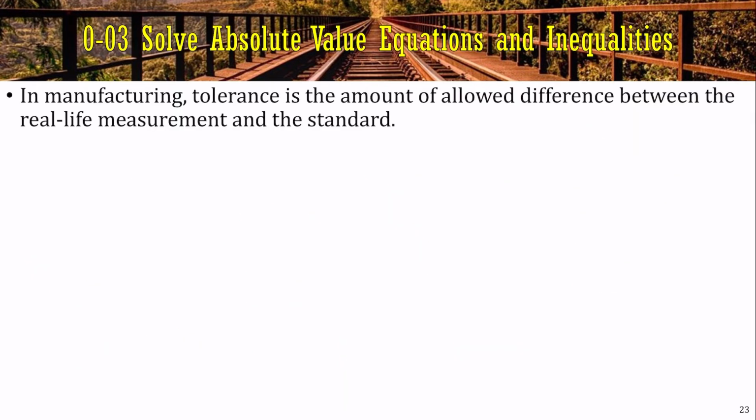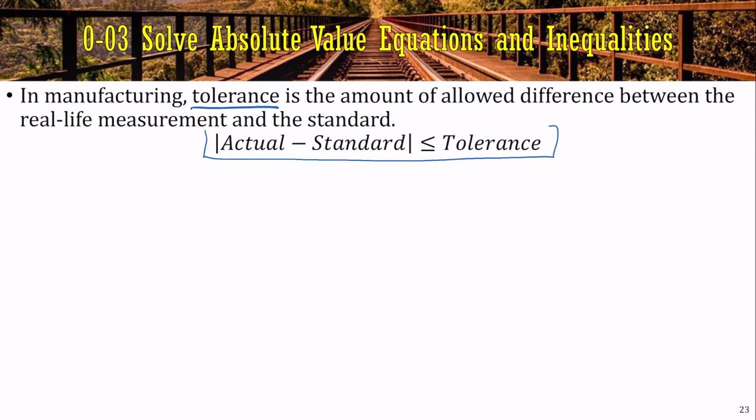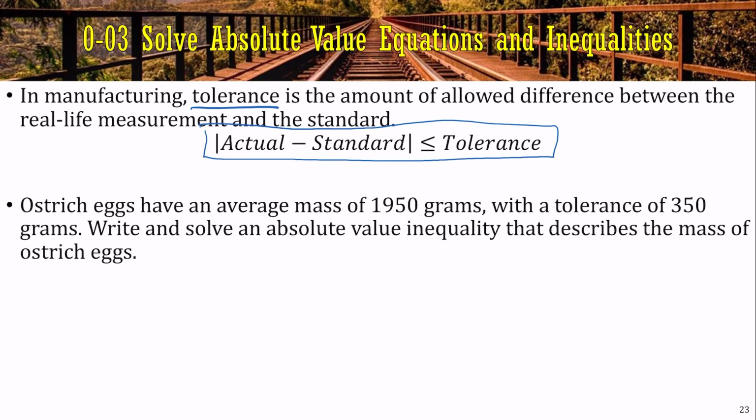In manufacturing, the word tolerance is used to describe the amount of allowed difference between real-life measurements and the expected standard. We could write it out like this. The actual minus the standard in absolute value, so the distance between the actual and the standard, is less than or equal to the tolerance. Now this isn't technically manufacturing, but ostrich eggs have an average mass of 1,950 grams with a tolerance of 350 grams. Write and solve an absolute value inequality that describes the mass of the ostrich eggs.